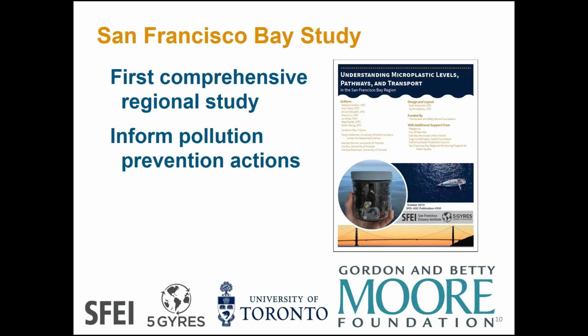For our San Francisco Bay study, this was a big collaboration between the San Francisco Estuary Institute, 5 Gyres, and the University of Toronto. This was one of the first comprehensive regional studies of microplastics and was largely funded by the Gordon and Betty Moore Foundation. And the goal of the study was to inform pollution prevention action.